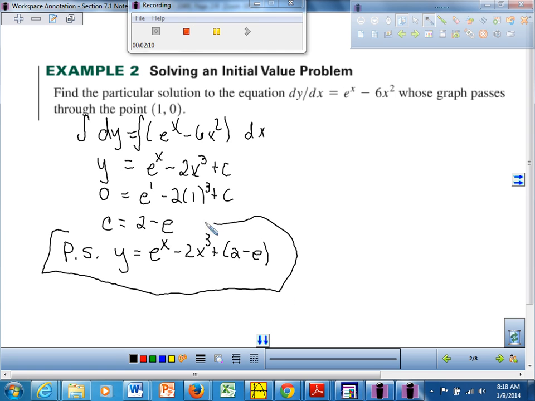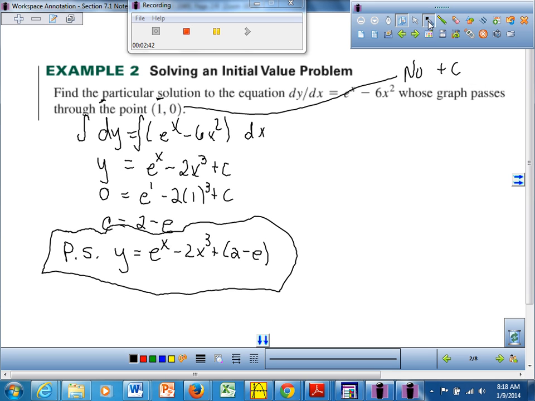There is our solution. So, when you are given an initial condition, there is no plus c. You're going to solve for the particular solution. Okay, questions on that one too? All right, let's move on.